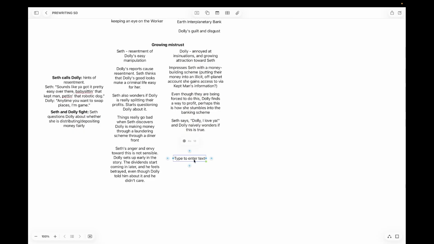Well, let's put this over here. It's Dolly. Seth wants to control Dolly. He finally loses his temper and reveals his true colors, and he assaults her with a baseball bat. He strikes her in the head and leaves a bad scar.